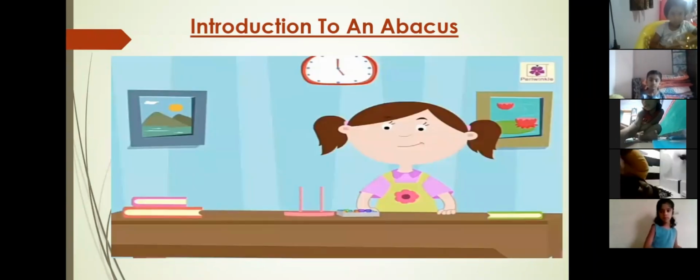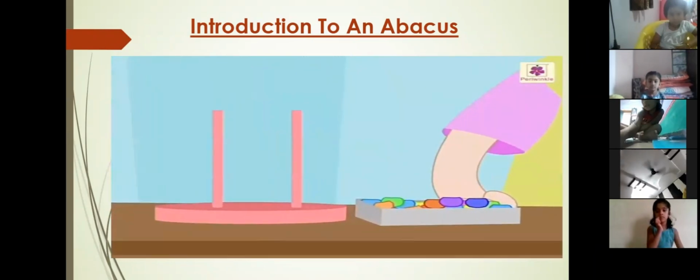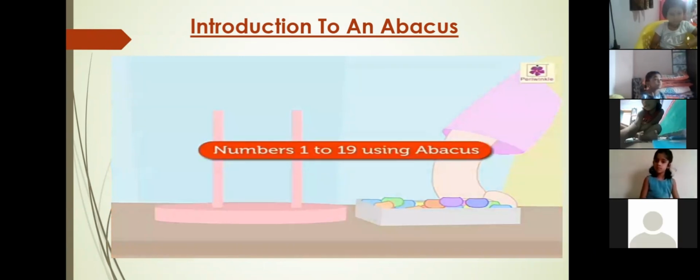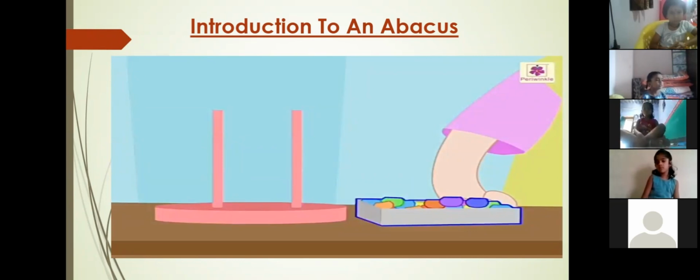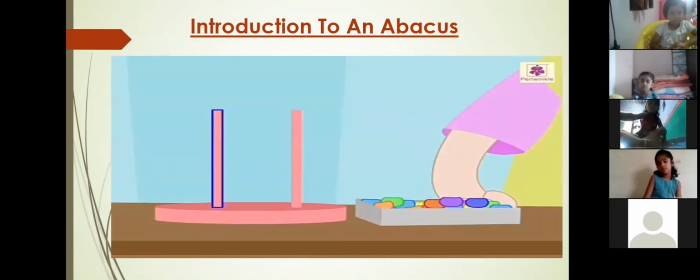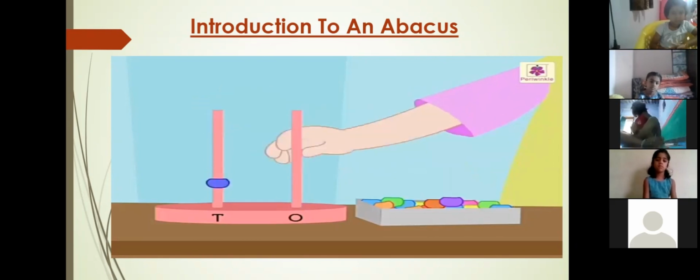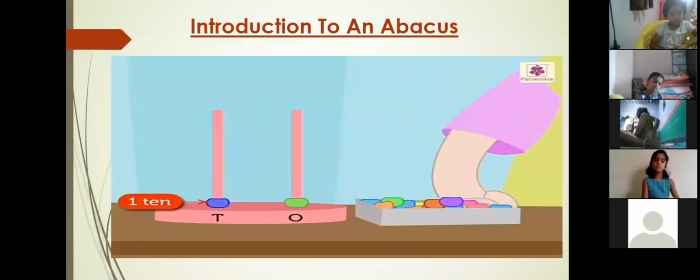Hey, we are at Simi's home. She is using an abacus. Why not learn numbers 1 to 19 using an abacus with her? The abacus has 2 rods and many beads. One rod is for tens and the other is for ones. Each bead in the tens rod represents 1 ten and each bead in the ones rod represents 1 one.